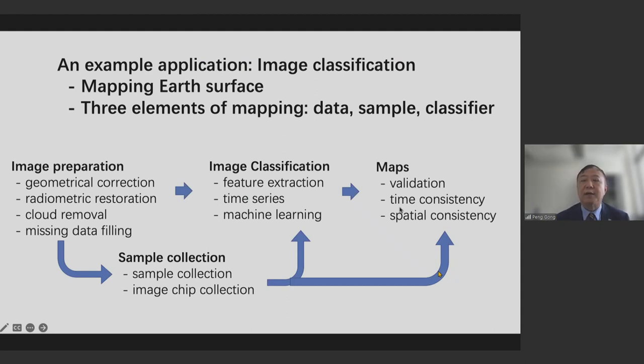Before I go further, having this kind of data opens a door for us to do a lot of things. One example is image classification. I'd like to share with colleagues a rough review of what is involved in image classification. The goal is to make maps. For example, this is our final destination, but we need to prepare the data.